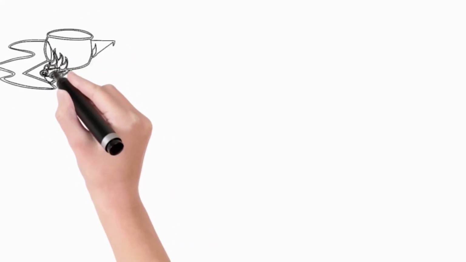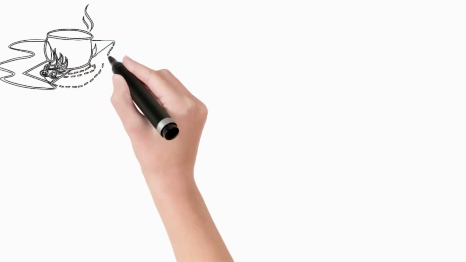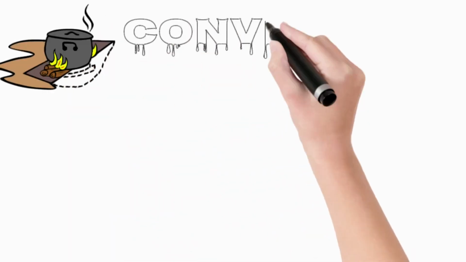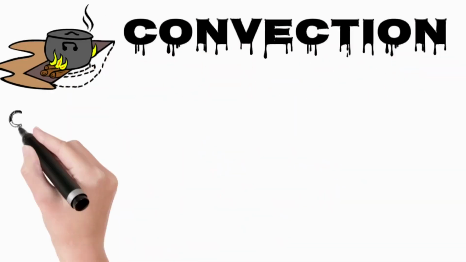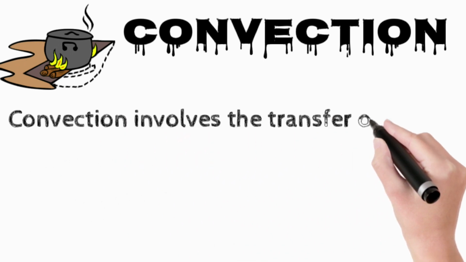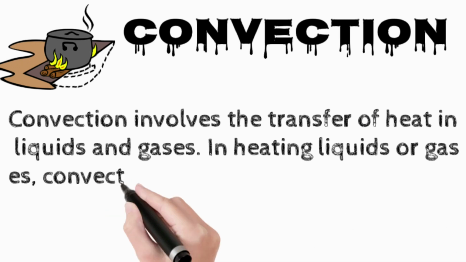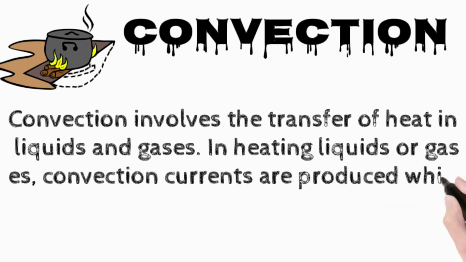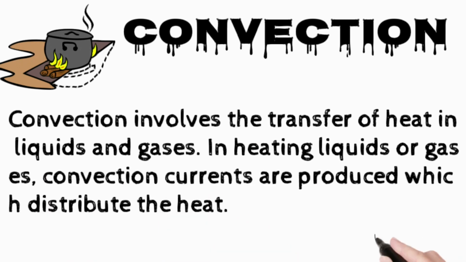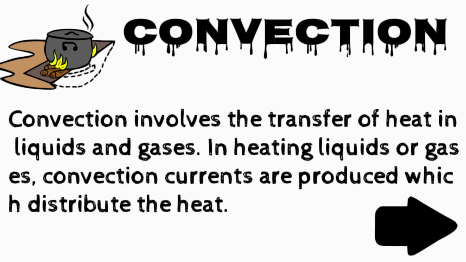Convection involves the transfer of heat in liquids and gases. In heating liquids or gases, convection currents are produced which distribute the heat. For example, when water is heated in a saucepan, the water at the bottom is heated first. It rises to the top because it is lighter, and the heavier cold water takes its place at the bottom of the pan.